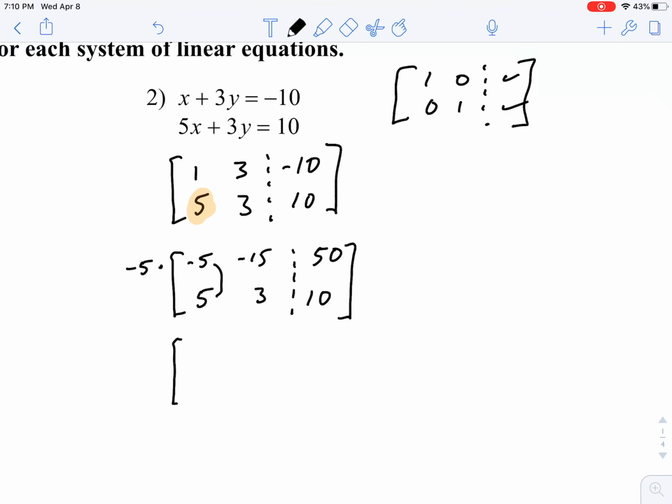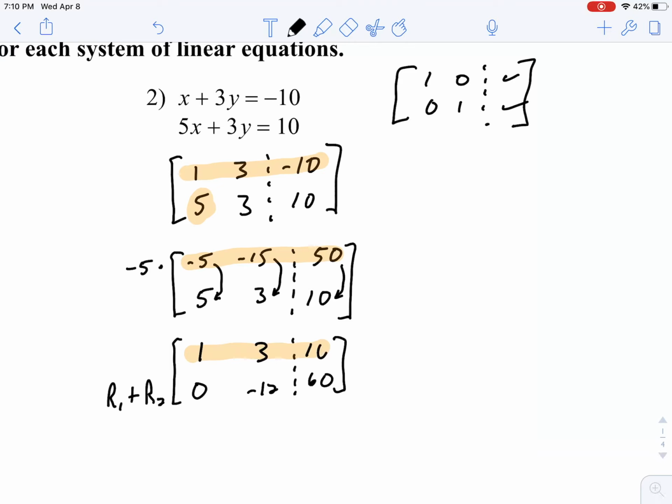So in my next step, I need to do row 1 plus row 2. I'm going to sort of add it downward. Negative 5 plus 5 is 0. Negative 15 plus 3 is negative 12. 50 plus 10 is 60. My row 1 right now is blank. Like I said before, you can fill in any row 1 you want, but it makes sense to choose the one with the smaller numbers. So I'm going to choose the first row 1. Okay, so we've got 0 here. Let's look at getting a 1 right there.